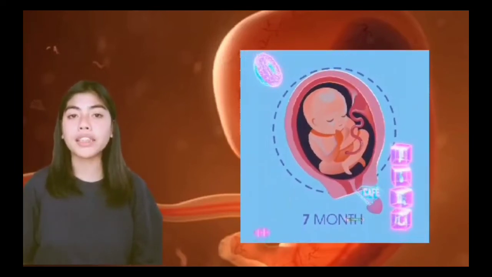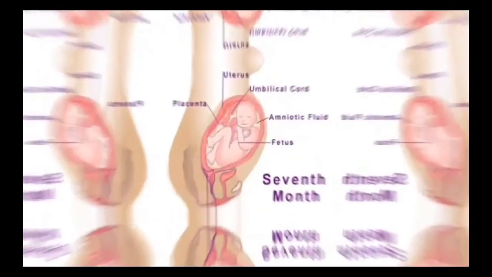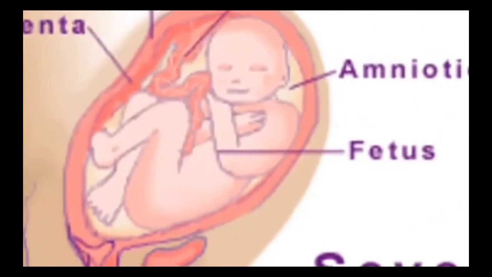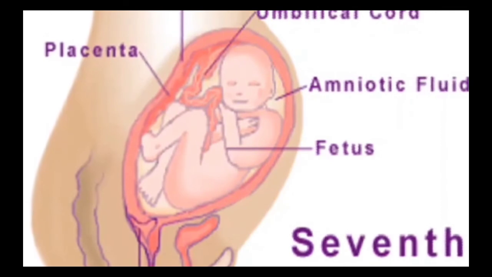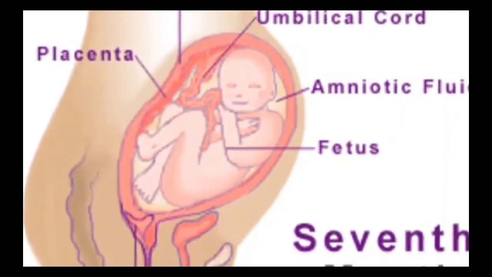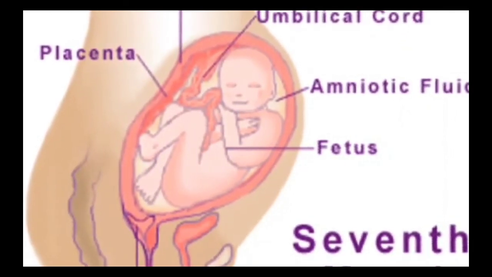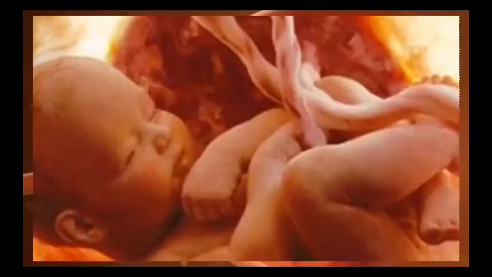7 to 8 months. The fetus is 6 inches long. Organs are maturing. The skin is still wrinkled and red. If born at this time, he or she will be considered a premature baby and require special care.